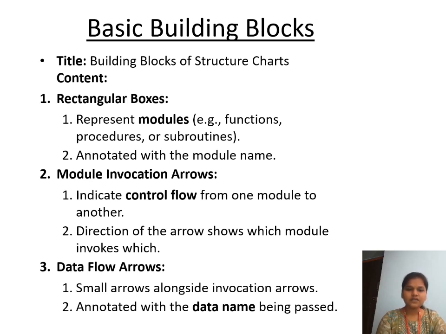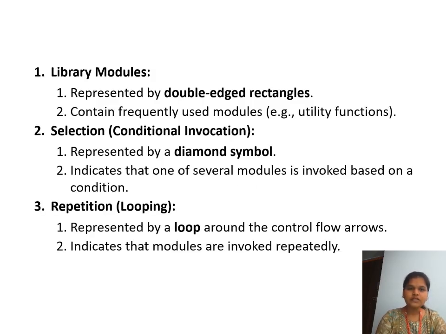Data flow arrows. The third one is data flow arrows, small arrows alongside invocation arrows, annotated with the data name being passed. Library modules are represented by double-ended rectangles and contain frequently used modules, for example utility functions. The next one is selection, conditional invocation, represented by a diamond symbol, and it indicates that one of several modules is invoked based on the condition. Because it is selection invocation.